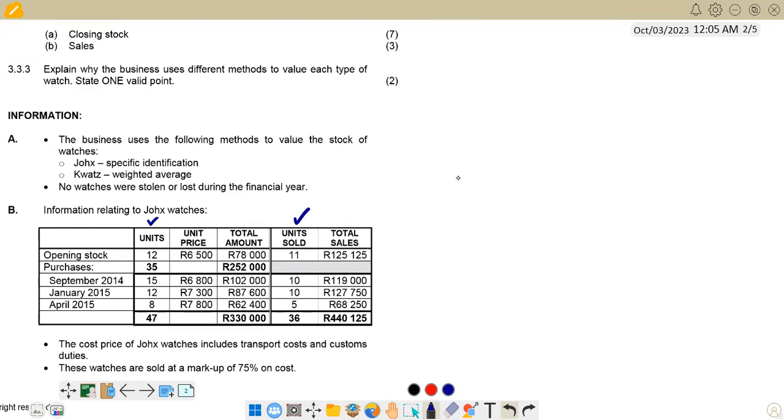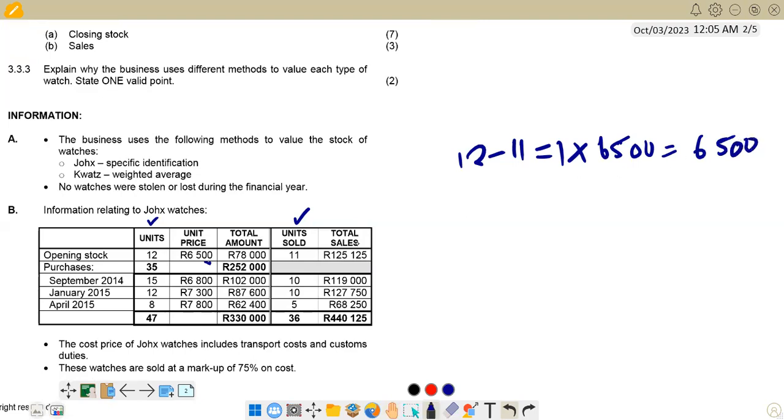So on the calculation part, we are going to say 12 units on the opening stock, out of 12, 11 were sold. It means one was remaining. Then we multiply by the value per unit, which is here 6,500. So if you say times 6,500, we are going to get 6,500.